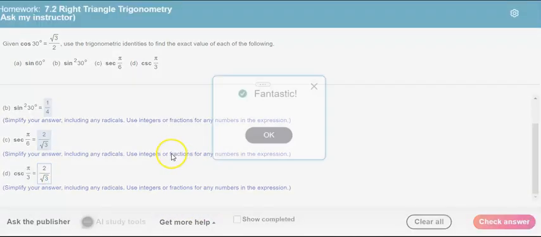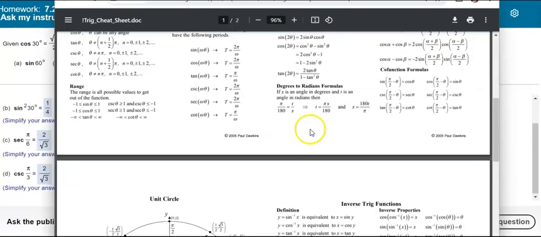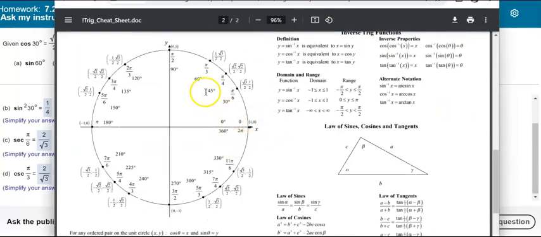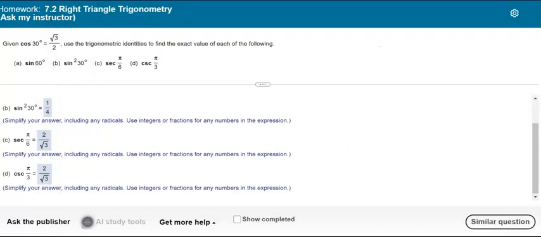And that is how we can use these trig identities from this trig cheat sheet, along with a little bit of understanding of radian measure and degree measure to get those 4 values.